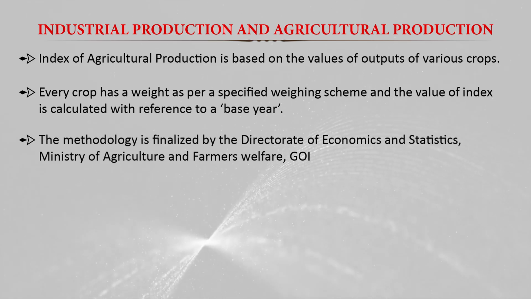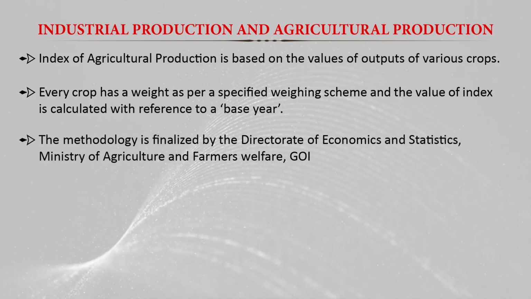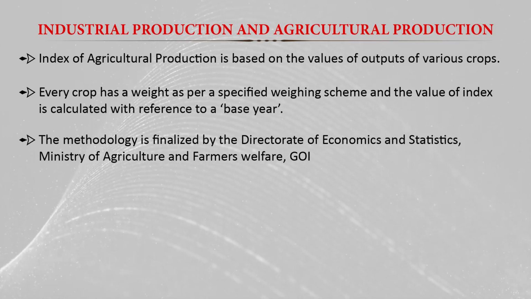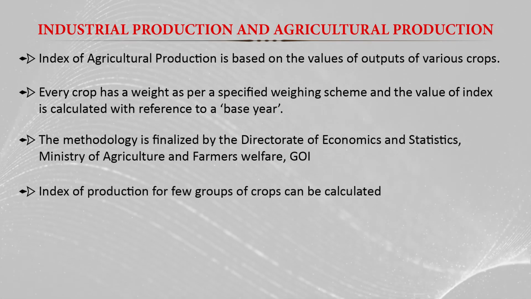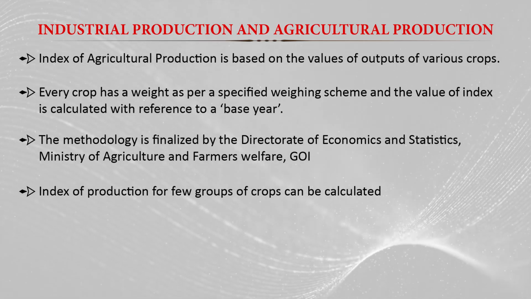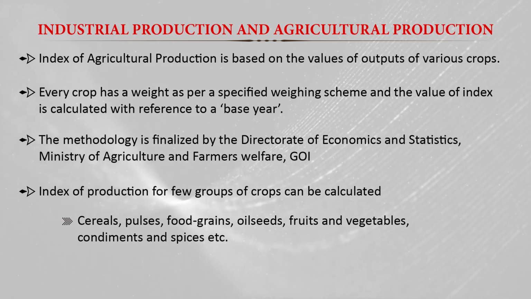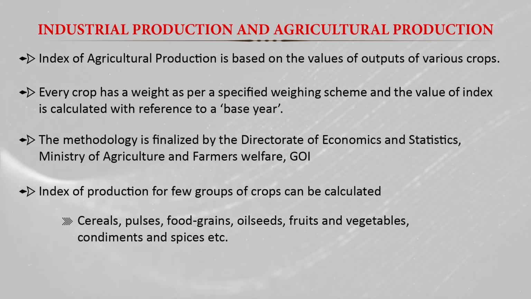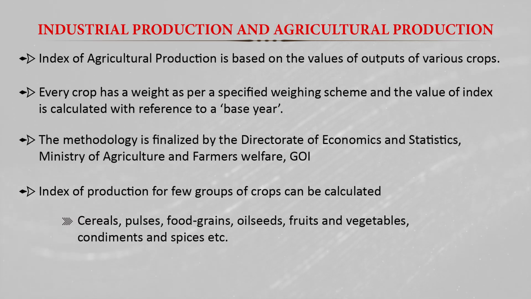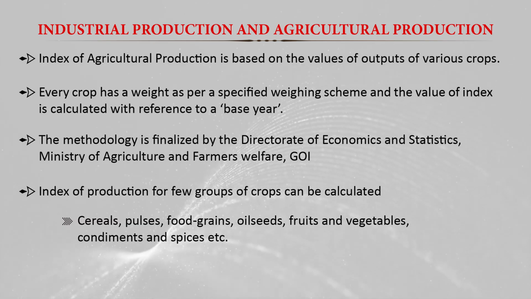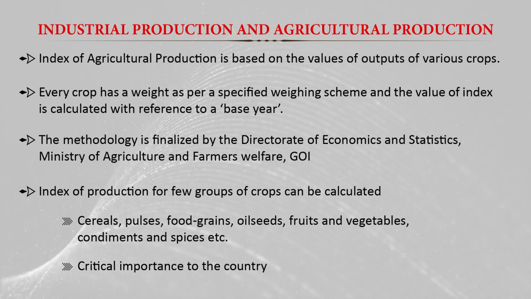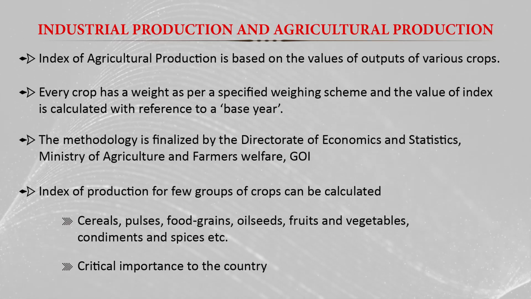The methodology is finalized by the Directorate of Economics and Statistics, Ministry of Agriculture and Farmers Welfare, Government of India, and the index of production for a few groups of crops can also be calculated, like cereal production, pulses production, food grain production, oilseed production, fruit and vegetable production. So different groups can be made from crops of similar nature, and we can have a production index for each group. And calculating this index is very critical to the country's economy.